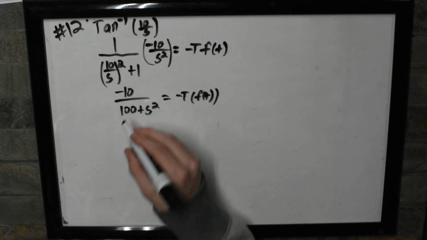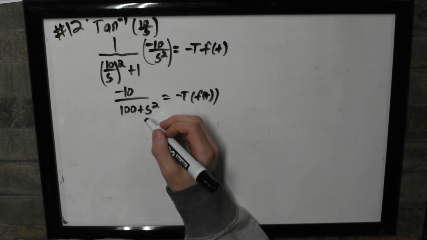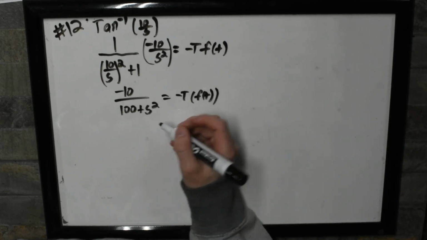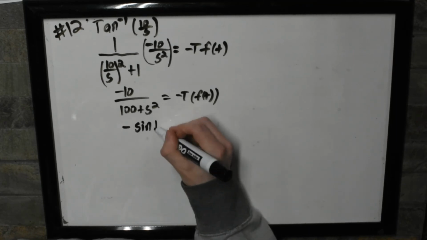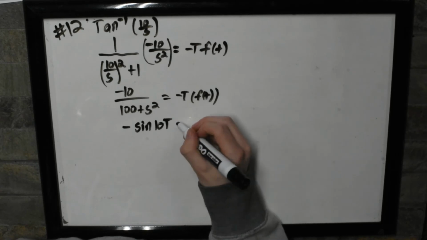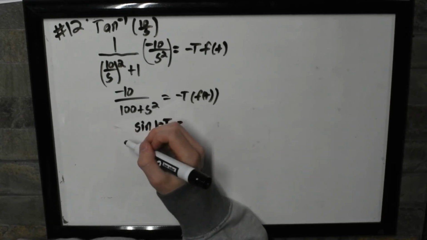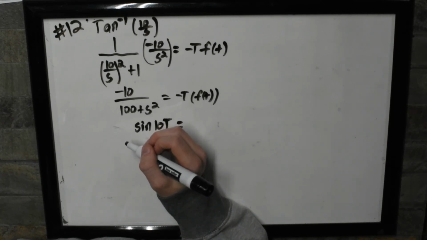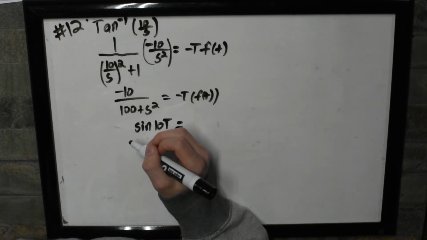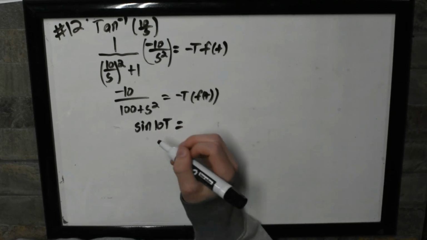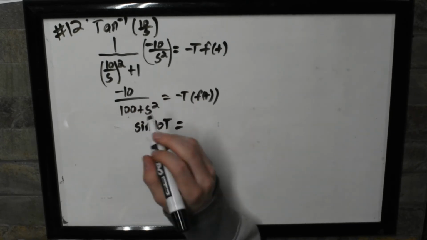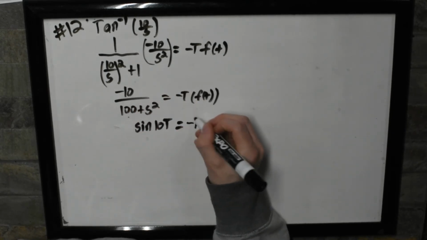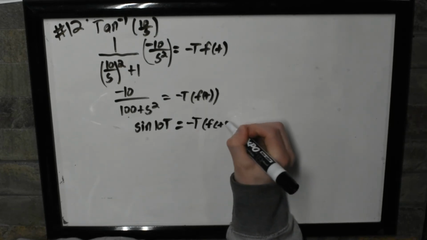We want to solve the inverse Laplace transform of this. Well, the inverse Laplace transform of this is just negative sine 10t. The 10 cancels because the 100 is 10 squared. So the 10 will cancel and we get negative sine 10t is equal to negative t f of t.